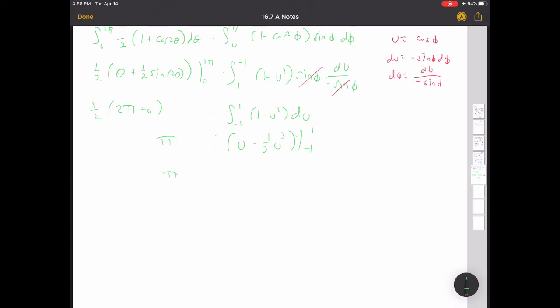And then if I plug in the 1, we're going to get 1 minus 1/3. If I plug in negative 1, we get negative 1. That'll become minus minus, so plus 1/3. So 1 minus 1/3 is 2/3. Minus a minus 2/3. Don't forget to bring down the pi. So we're going to get 4/3 pi, or 4 pi over 3. That is the surface integral of that sphere.